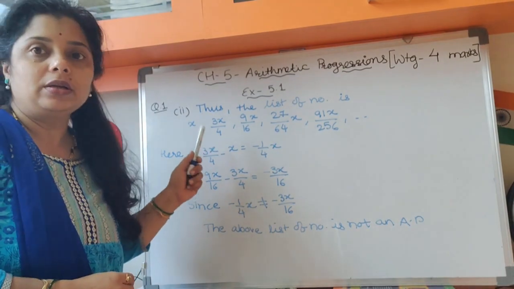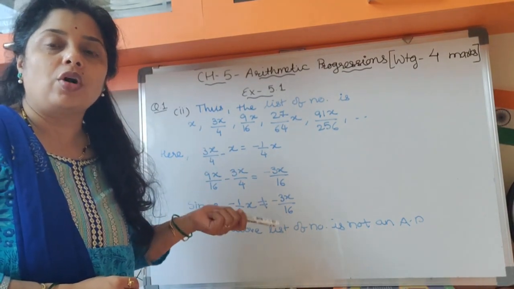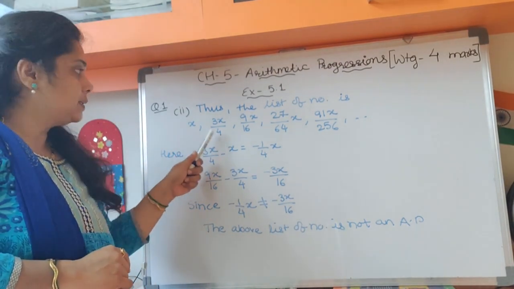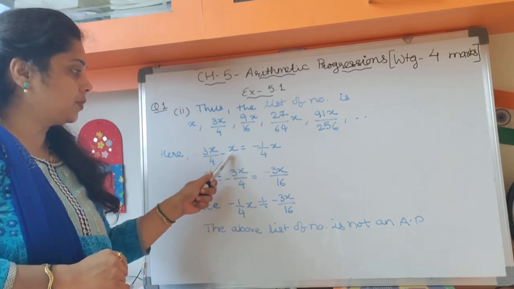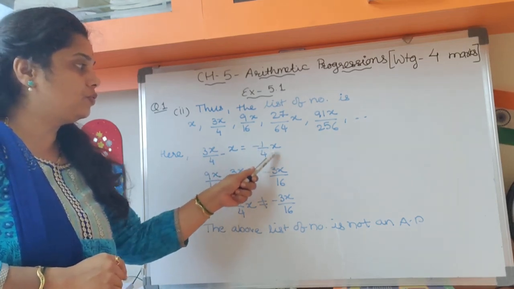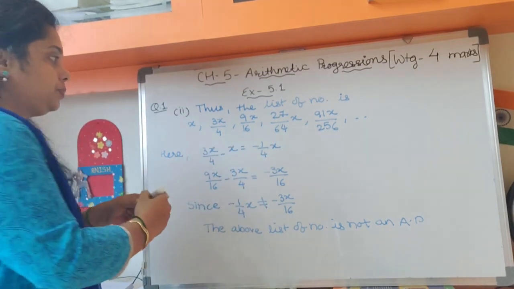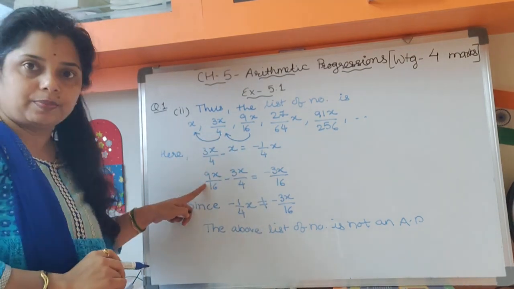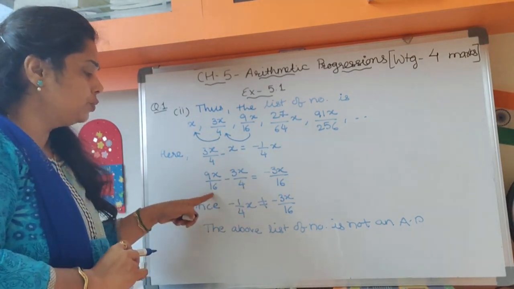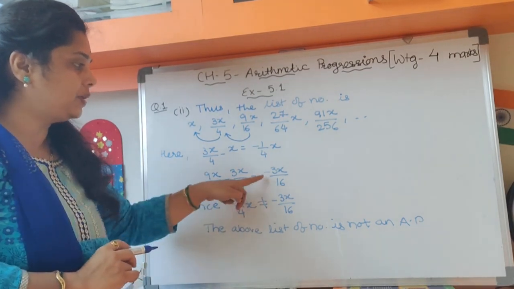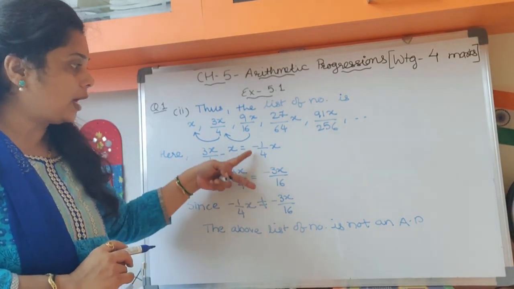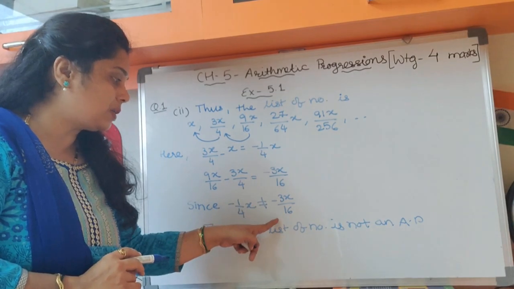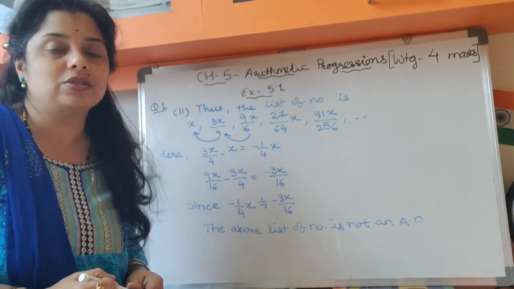To fulfill the condition, what is required? The common difference between two consecutive terms is the same. So second term minus first term. If you take LCM, it is minus x/4. Now third term minus second term. If we do LCM and then simplify it, we get minus 3x/16. So are both the same? No. Since minus x/4 is not equal to minus 3x/16, the above list of numbers is not an AP.